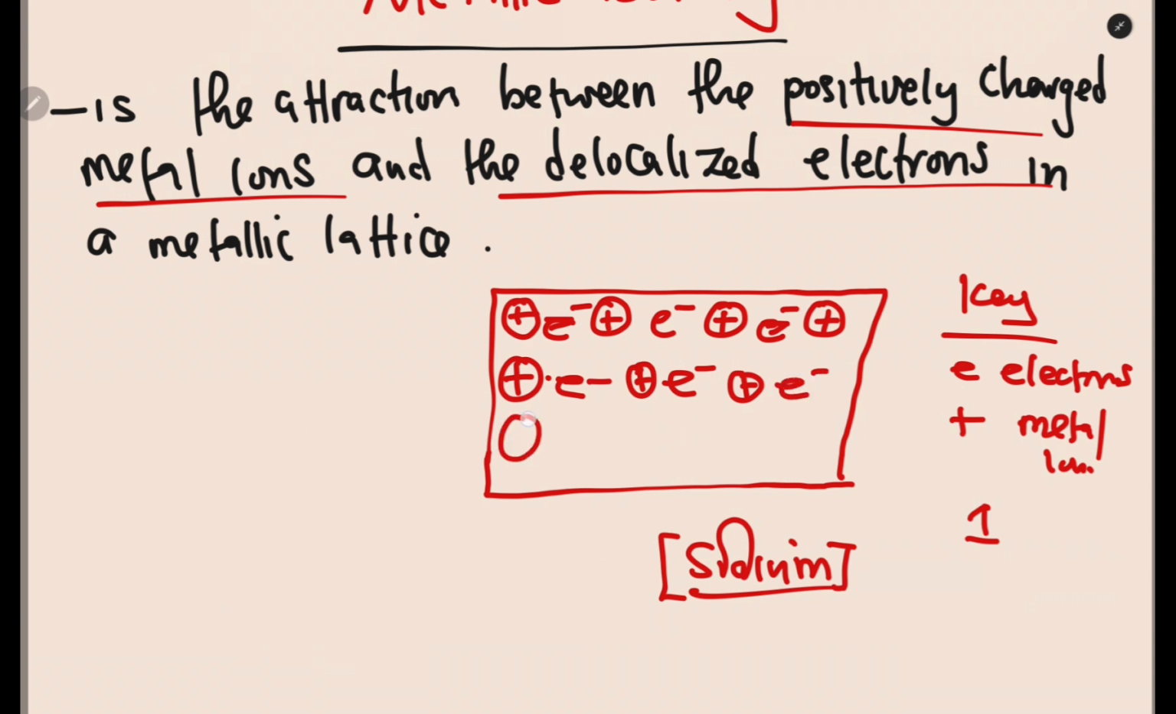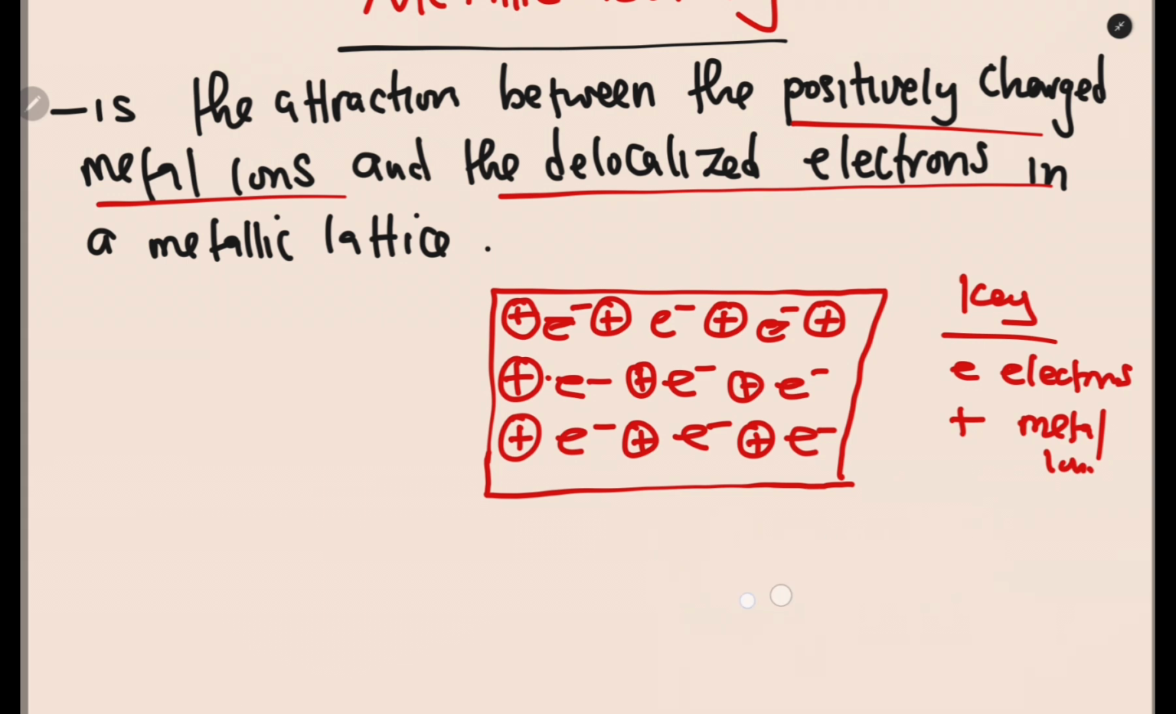Now these positive ions and negatively charged electrons start attracting each other, and that is what we call metallic bonding. So the positively charged ions and the negatively charged electrons attract each other within a metal, and that is what we call metallic bonding.